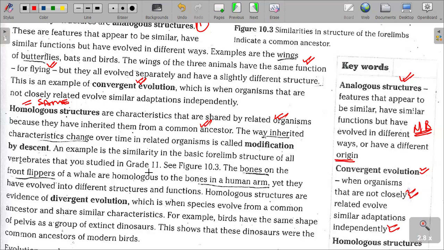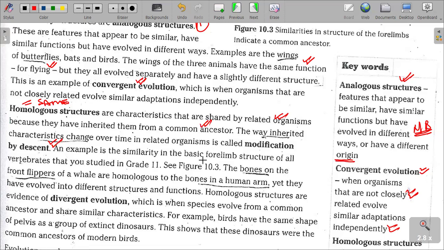The way inherited characteristics change over time in related organisms is called modification by descent. An example is the similarity in the basic four-limb structures.